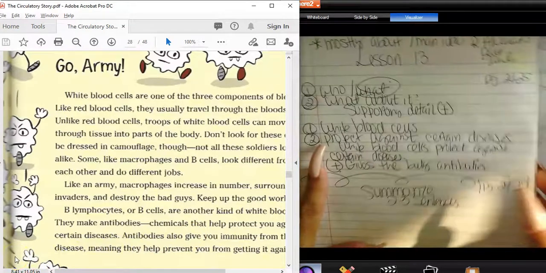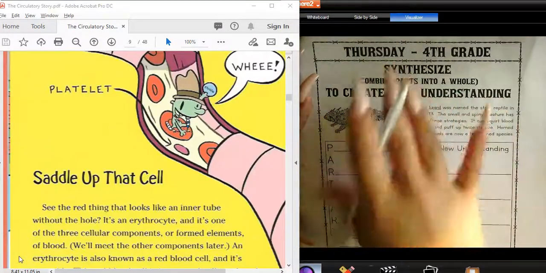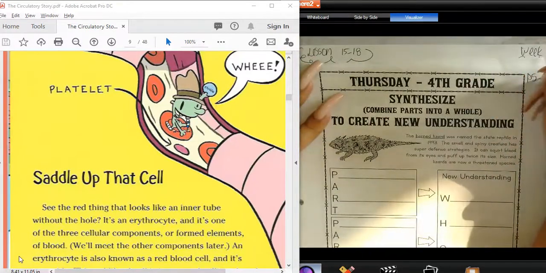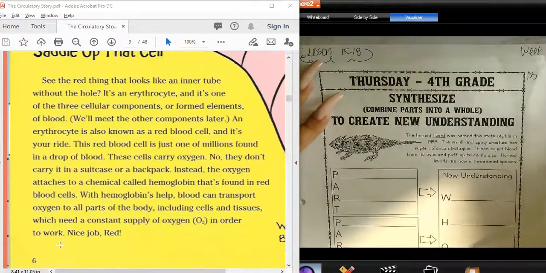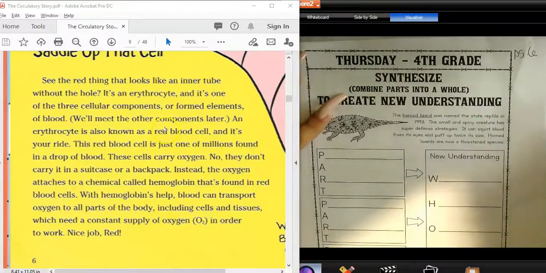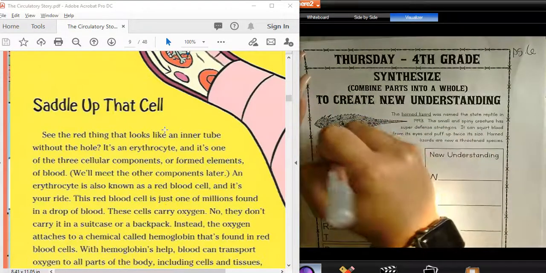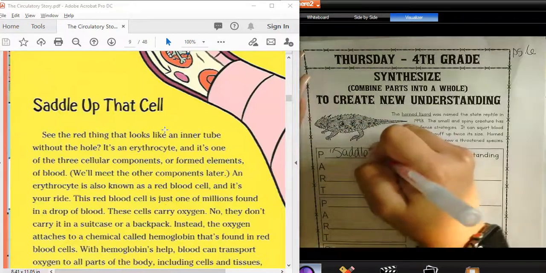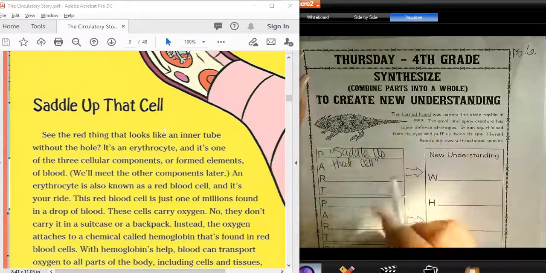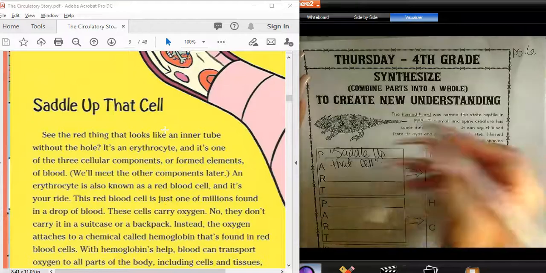Just put it to the side for now because we are going to need it in class when you go to the live session. Okay, boys and girls, so you should have Thursday in front of you because today is Thursday. I want you to write here that we're going to use page 6 of the circulatory story, which looks like this. Now, the heading of that section is "Saddle Up That Cell," so I'm going to go ahead and write it here. Why am I writing it in quotations, boys and girls? Because it's the name of the section.